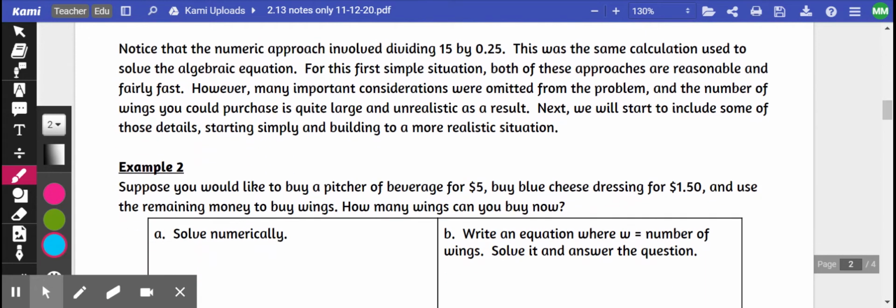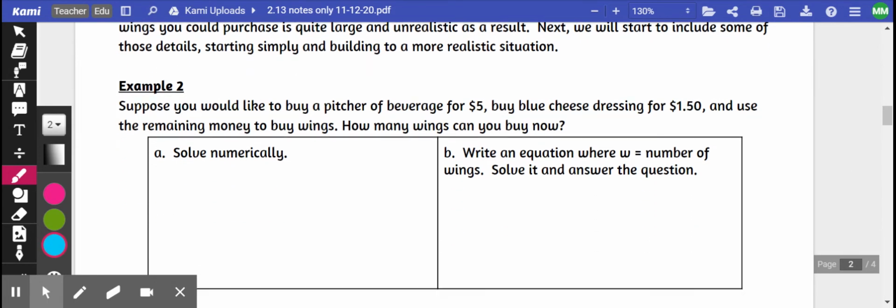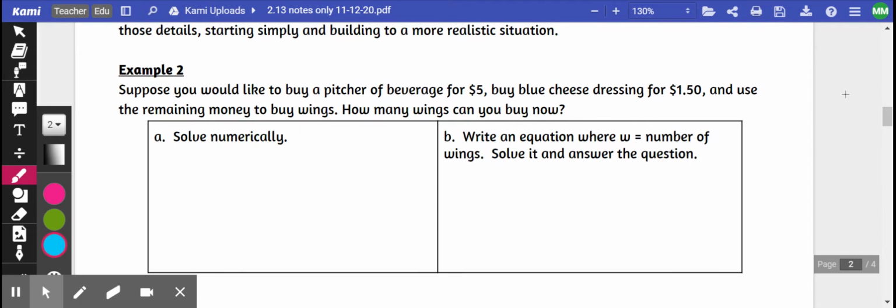However, it's important to realize that a lot of considerations that would be part of the real life situation aren't in that problem. And the number of wings that you could end up purchasing is quite large and unrealistic. So we're going to start to include some of those details. We're going to start simply, and then we're going to build it to be a pretty realistic situation.